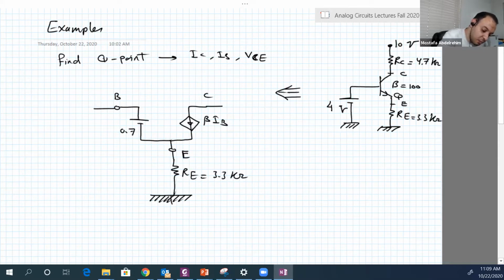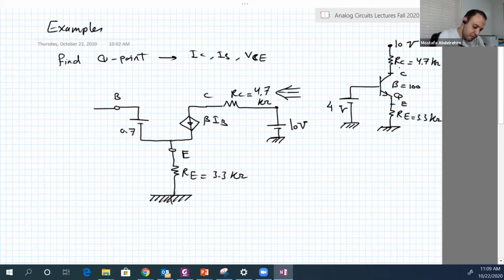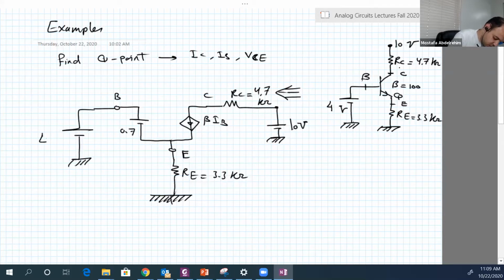This is the collector. Between the collector and this 10 volts, there is RC. This is the battery; you can put a node or draw a battery, it's up to you. This is a 10 volt battery, and we have RC, 4.7 kilo ohms. And this is the base. Between the base and the ground, there is another battery of 4 volts.